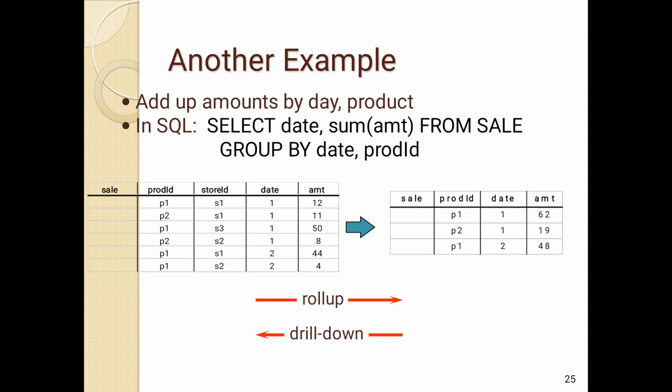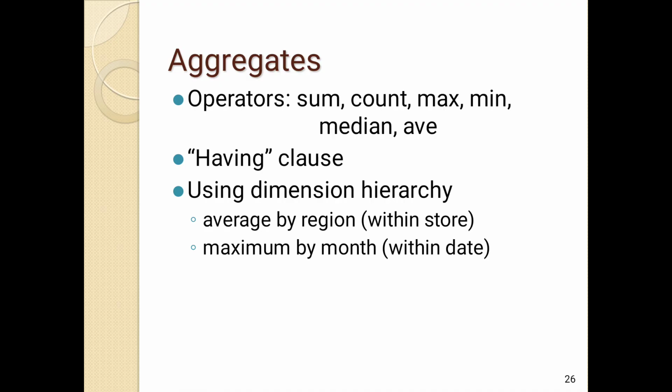So this is roll up and drill down. Okay, so we can say what is roll up and drill down. The operators here are sum, count, maximum, minimum, median and average. So we see numerical measures, right? Numerical measures means the sales amount, that means the profit of each and every day's sale. And next, the operators having class and dimensional hierarchy: we have average by region, maximum by month.